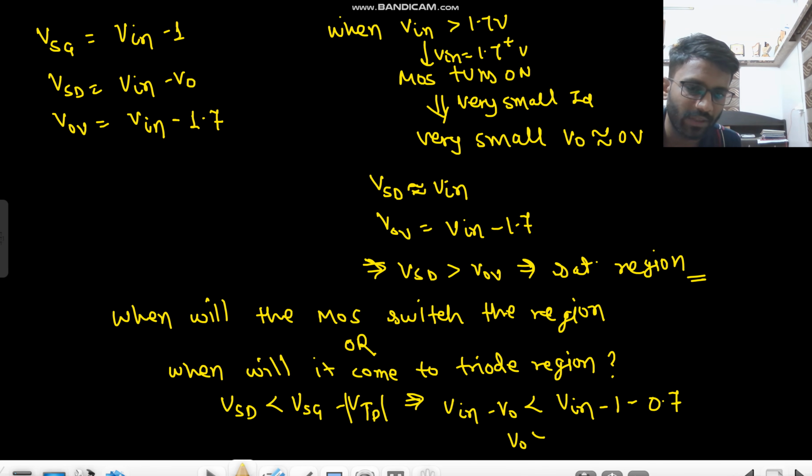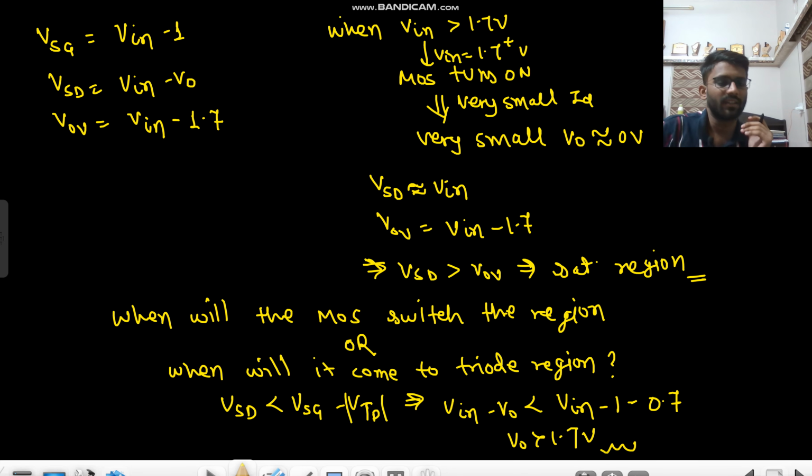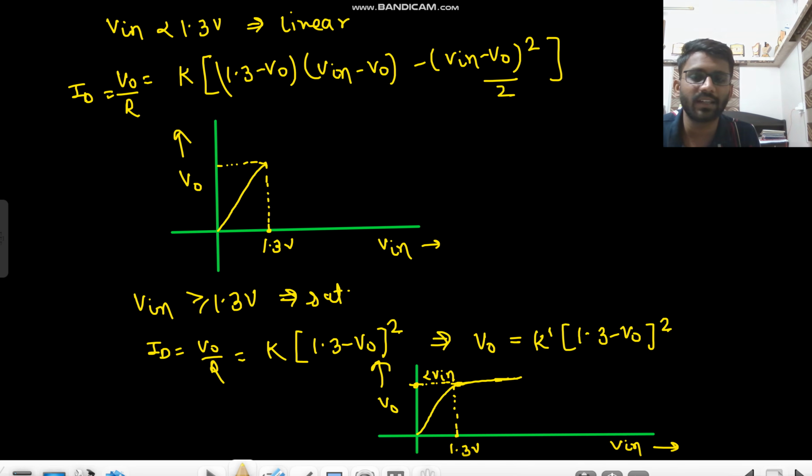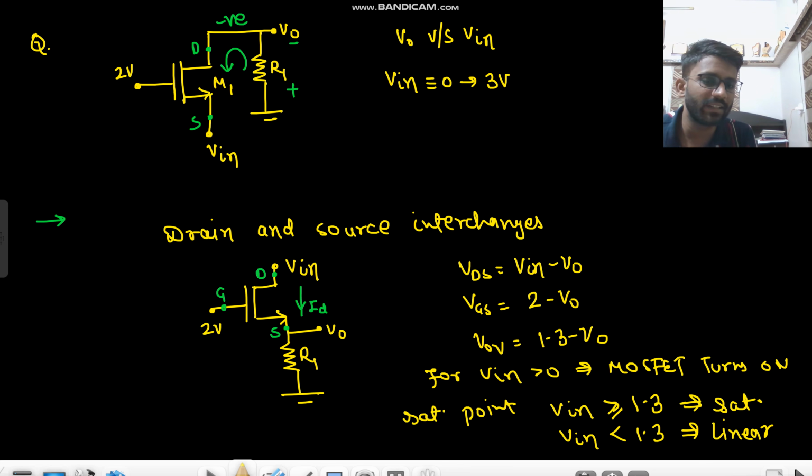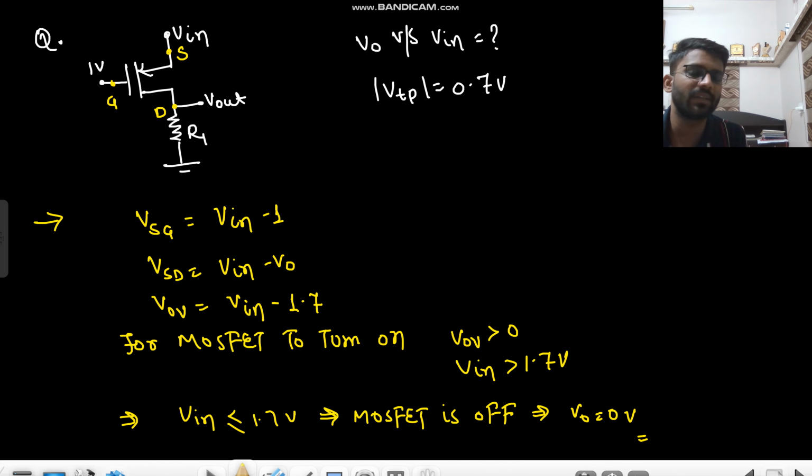So V naught should be greater than V in minus 1.7. So what does it say? Here your V naught also comes into action. Your V naught is also a matter of concern here. Why so? Because in the previous questions, when we were calculating this condition for saturation and linear, the V naught was always at source. So it was getting cut, getting cut means it was not coming into action because Vd is greater than Vg minus Vt. Now it is at drain, so now it is coming into action.